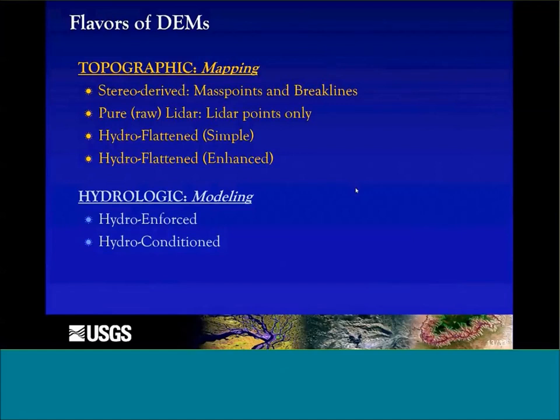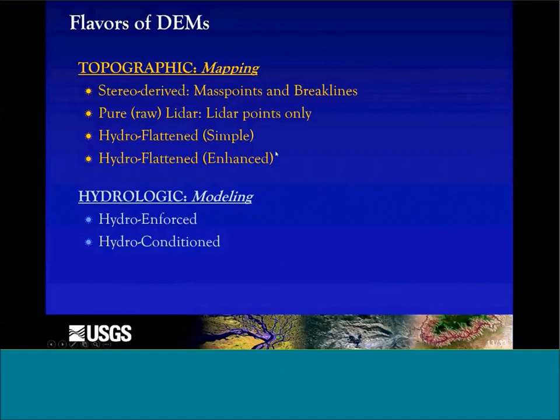So, different flavors of digital elevation models. There's two primary kinds that we deal with. One is a topographic DEM, which is fundamentally used for mapping. They come from different sources, and there's different types. One is a stereo-derived that comes straight from mass points and break lines. We can certainly create a DEM only from the LIDAR points. We can hydro-flatten, which is a treatment for the water bodies. And you can do that simply, or you can also make that a little bit more involved, and we're going to look at some pictures of those.